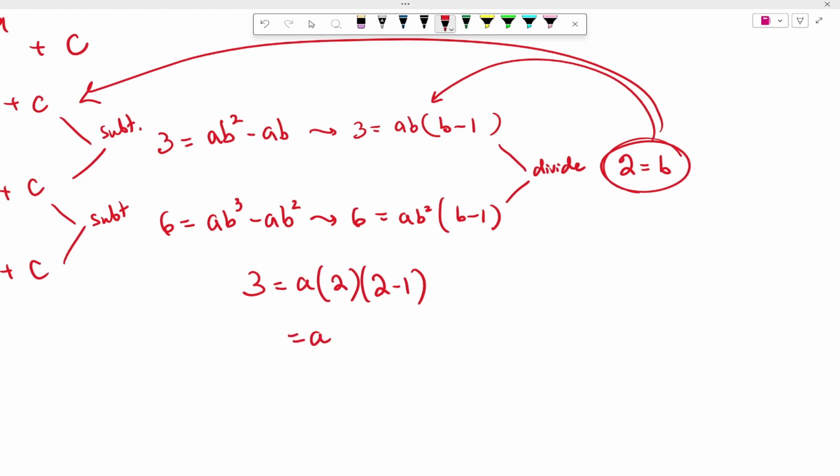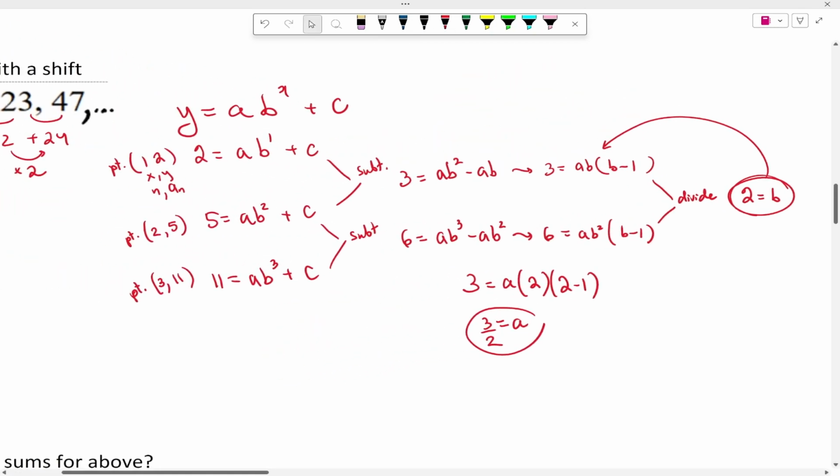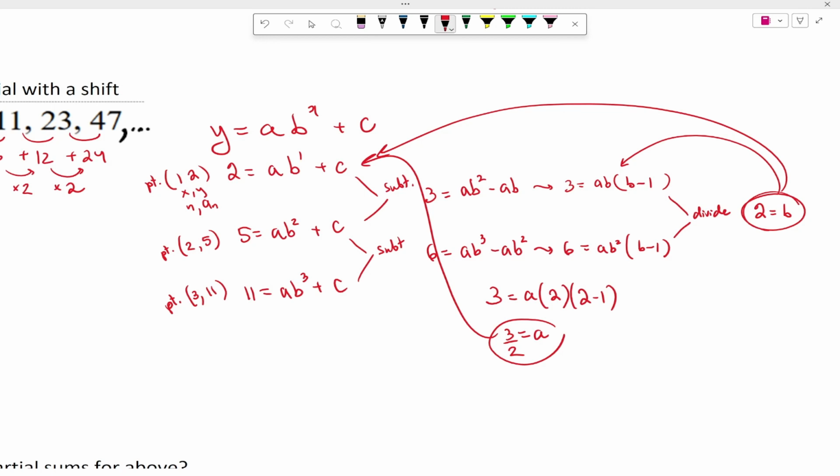What's our a then? 3 over 2. I'll circle that. And now that we have a and b, then we can put it into that one, or any one of the 3. I usually choose the first one because the numbers are smaller there. So you have 3 over 2, multiply the 2 plus c. What is c then? -1.